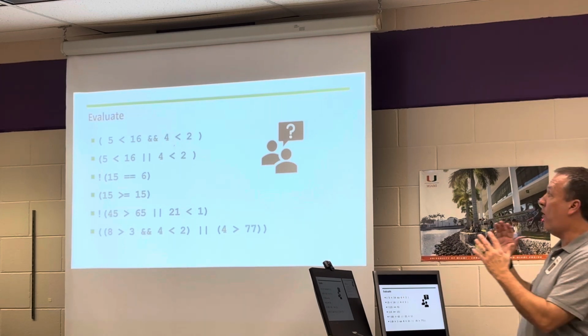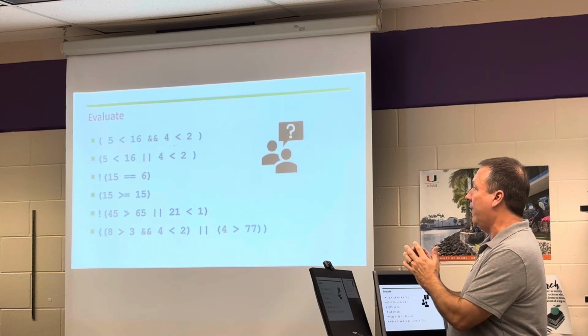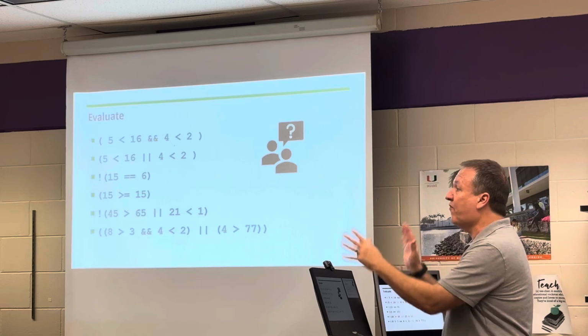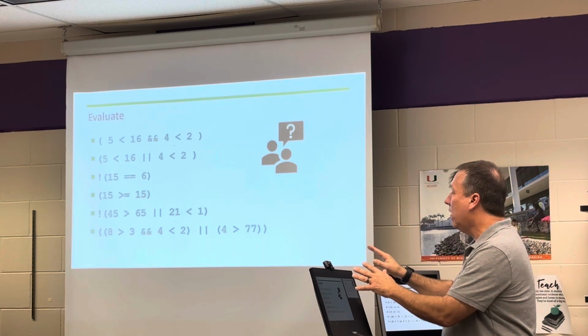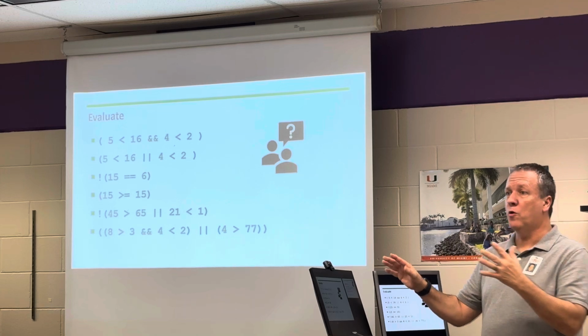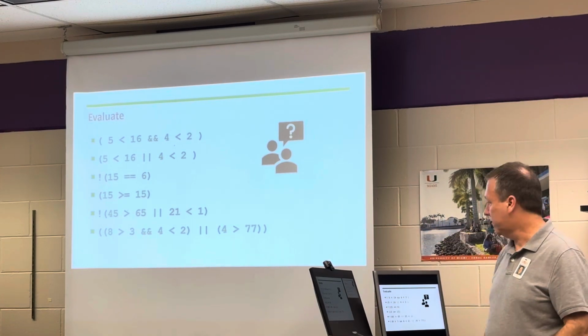Well, now there's parentheses, so we've got to do an order of operations here. Is 8 greater than 3? Yes. And is 4 less than 2? No, so that whole part is false. Or is 4 greater than 77? No. That's also false. So what's false or false? False. So the whole thing's false. Good.